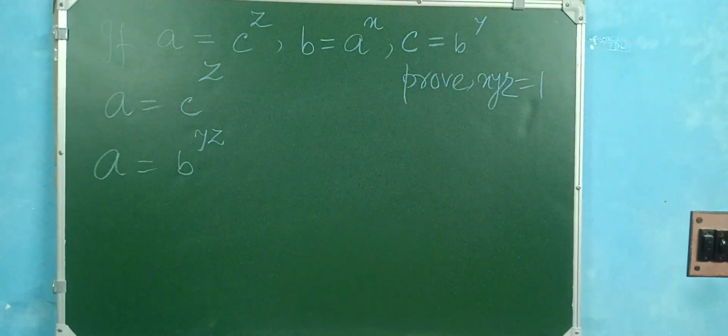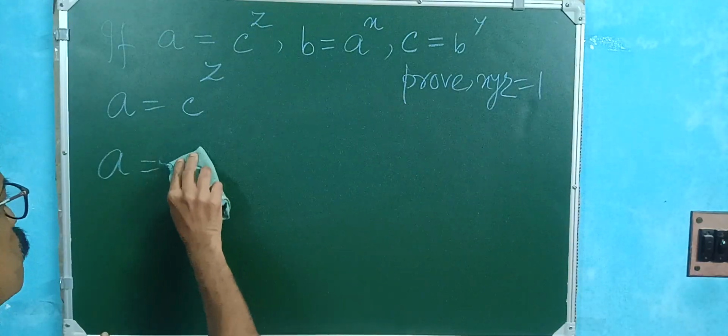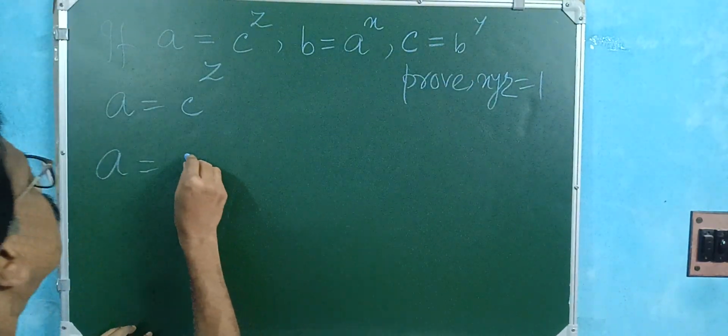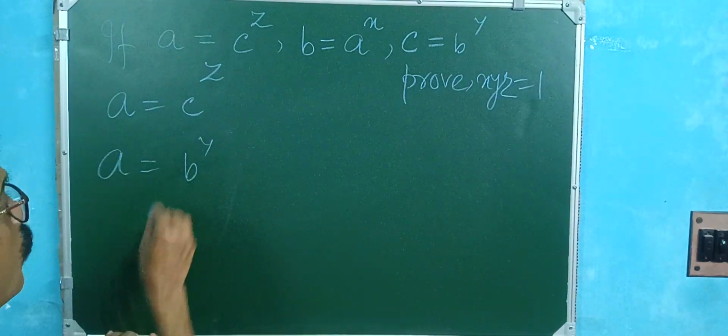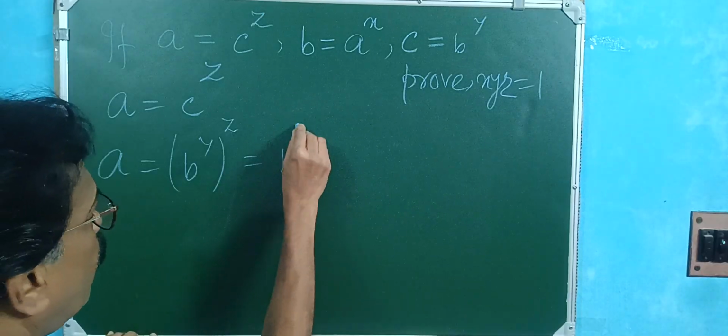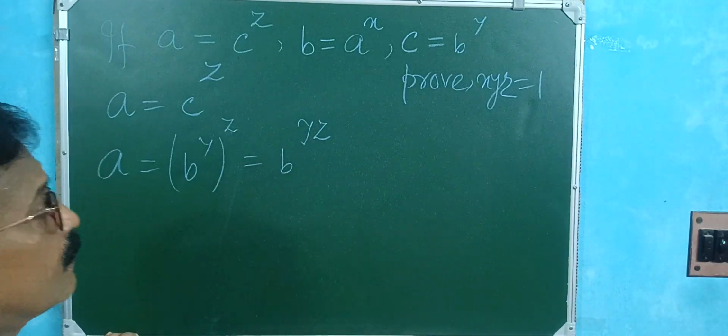If you get confused, I will write it this way. What is the value of C? C is equal to B to the power y. Now to the power z. Ultimately, this is B to the power yz. It's clear?